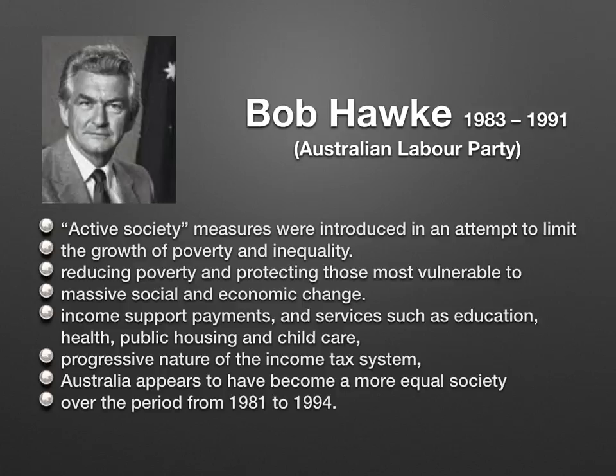Active society measures were introduced in an attempt to limit the growth of poverty and inequality. And Australia really does appear to have become a more equal society when that was measured over that period, 81 to 94. So that includes part of the Keating years. So there was massive social and economic change during this period of time. There were income support payments and services such as education, health, public housing and childcare. There was a progressive nature to the income tax system, so that people earning more paid more.